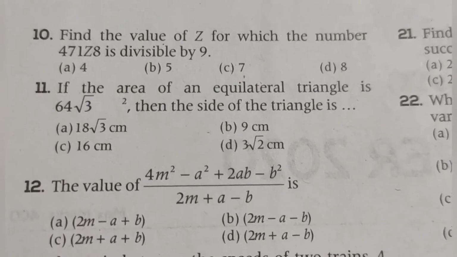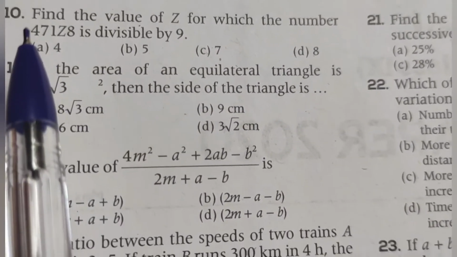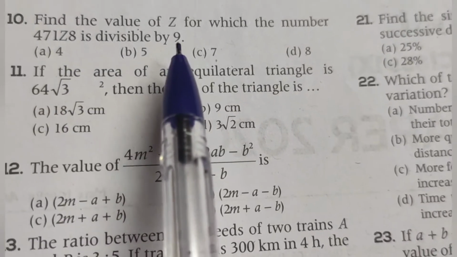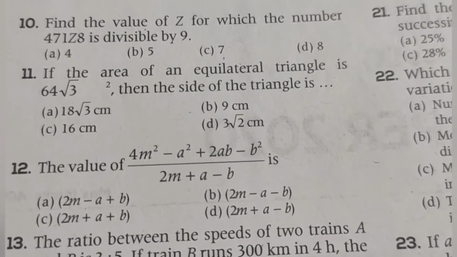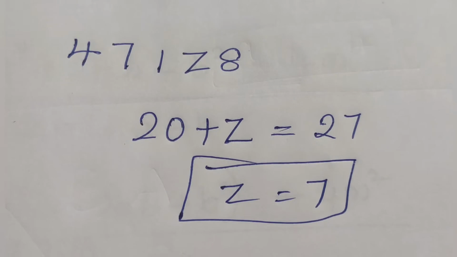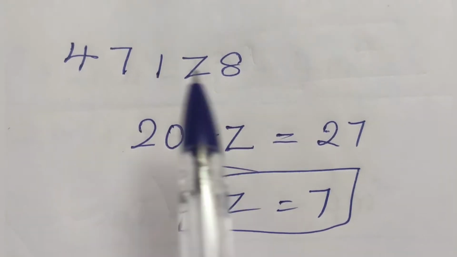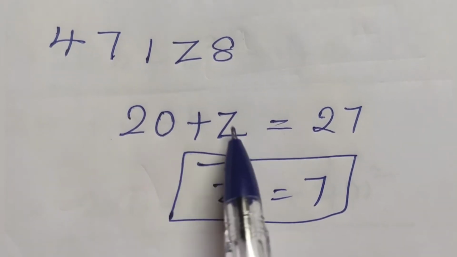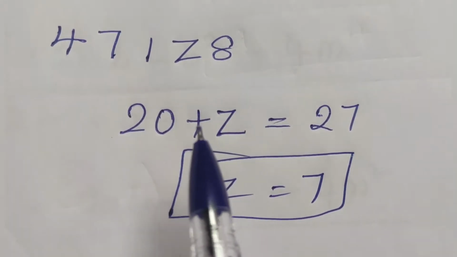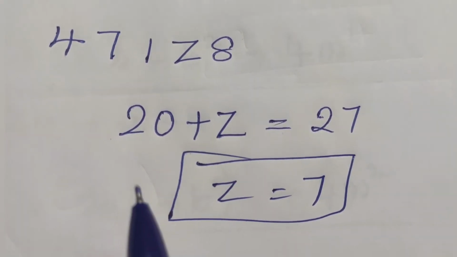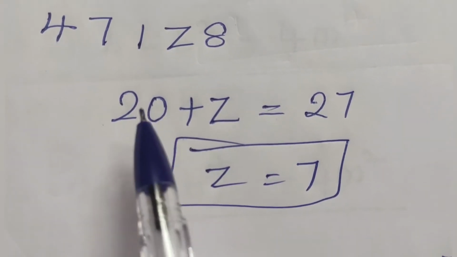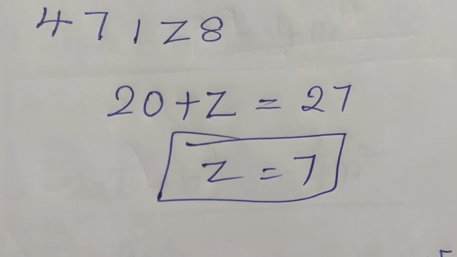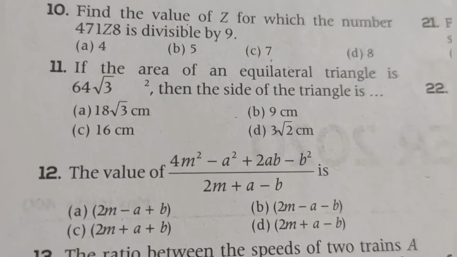If a number is divisible by 9, then the sum of the digits of the number must be a multiple of 9. We shall apply and see that. Find the sum of the digits of this number. 4 plus 7 plus 1 plus Z plus 8 is 20 plus Z. So after 20, which is the next nearest multiple of 9? 27. So 20 plus Z is equal to 27. So Z must be 7. Z equal to 7.